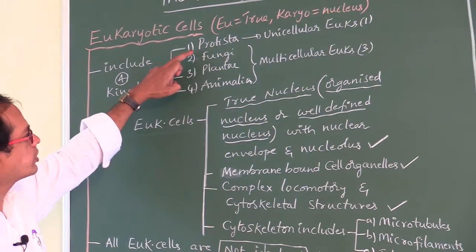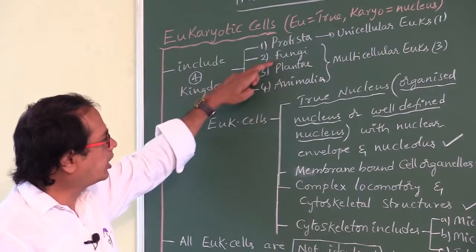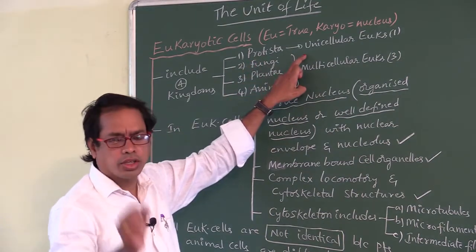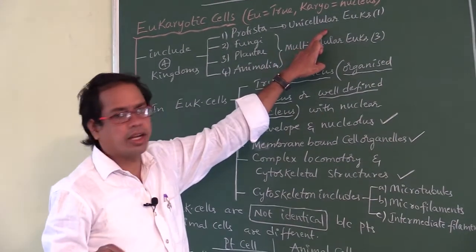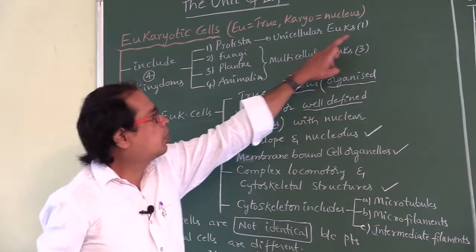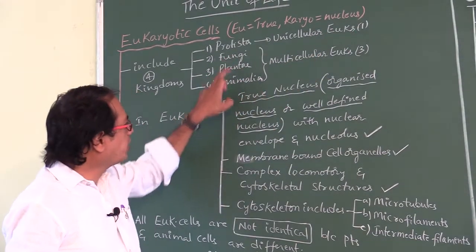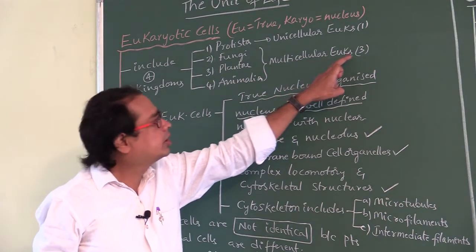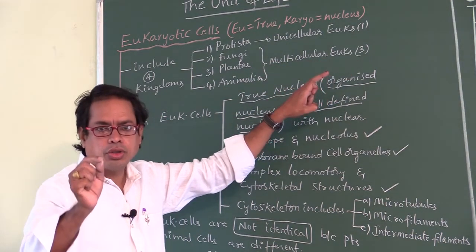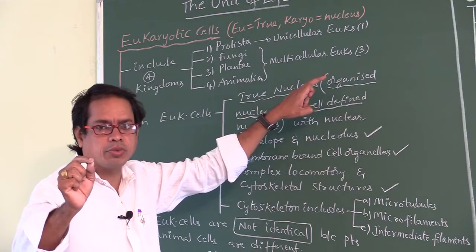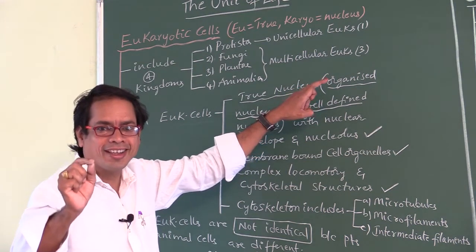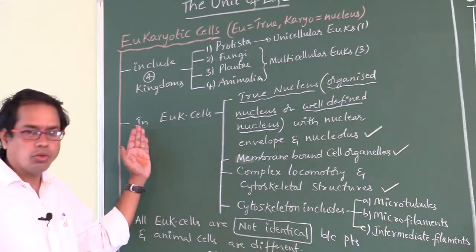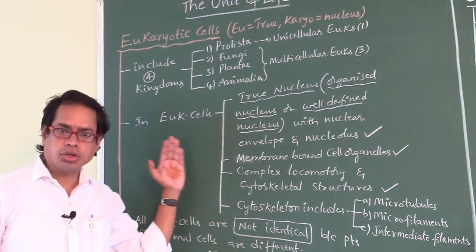So look at here, eukaryotic cells include 4 kingdoms. What are those 4 kingdoms? Protista, fungi, plantae, animalia. This Protista is unicellular eukaryotes. How many kingdoms? 1. These 3 are multicellular eukaryotic kingdoms. How many are there? 3. Ratio between unicellular eukaryotic kingdoms and multicellular eukaryotic kingdoms means 1:3. Okay.